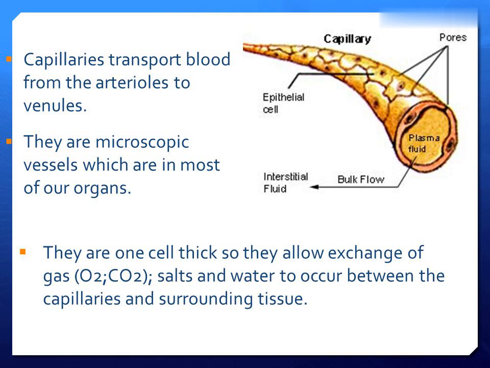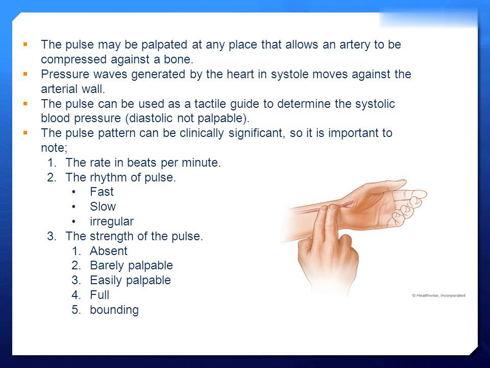They are microscopic vessels which are in most of our organs. They are one cell thick, so they allow exchange of gas, O2, CO2, salts and water to occur between the capillaries and surrounding tissue. The pulse may be palpated at any place that allows an artery to be compressed against a bone.